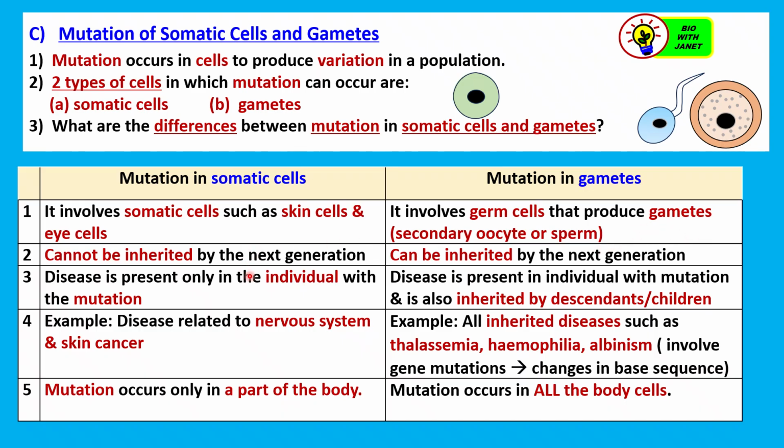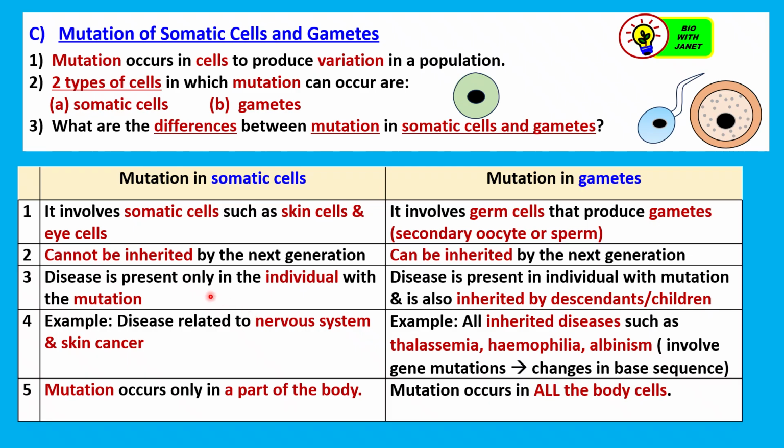Now, mutation in somatic cells cannot be inherited by the next generation because the somatic cells are not used to form the zygote of the next generation. It stays in the body of the individual. That's all. Now, mutation in gametes can be inherited by the next generation if those gametes that are abnormal, that have mutation, are fertilized.